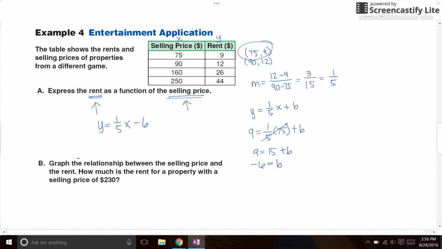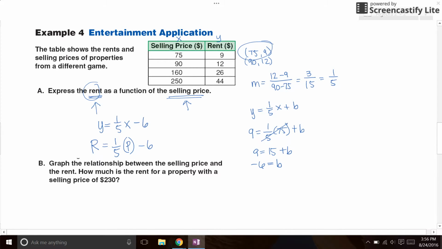Or maybe I could make it a little better by saying rent is equal to 1/5 of the selling price. Let's call it S minus 6. Maybe S is not a good choice because it looks like a 5. Maybe I should use P for price. Hope you don't mind if I change that, because that would make me not like it. P for price.